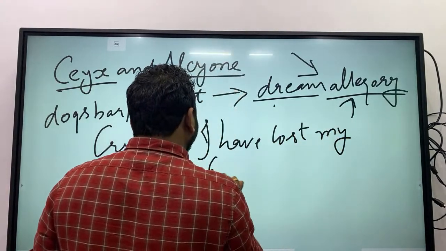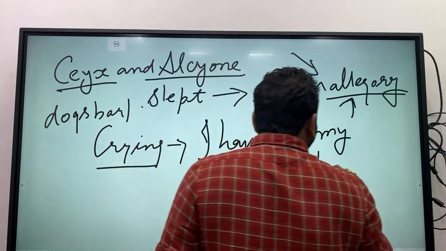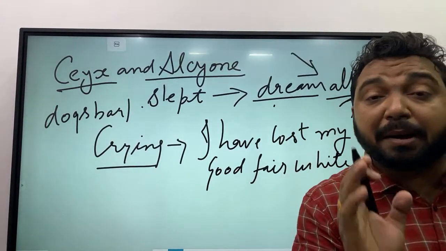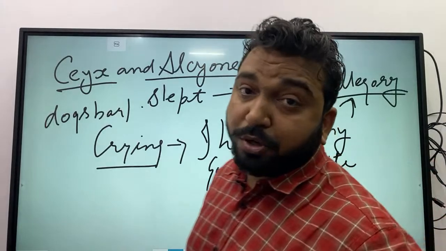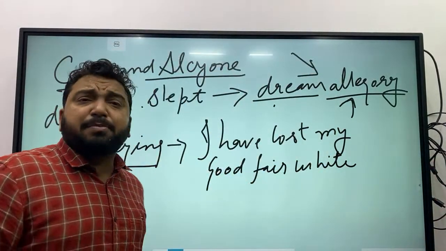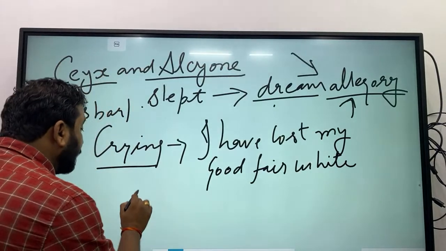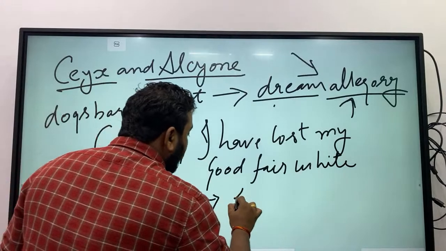He said, I have lost my good fair wife. Who is the good fair wife? I have lost my good fair wife, my companion, my beloved, my wife. She is no more. She is not with me. Chaucer says, but how did you lose her? He says, I played chess with destiny.